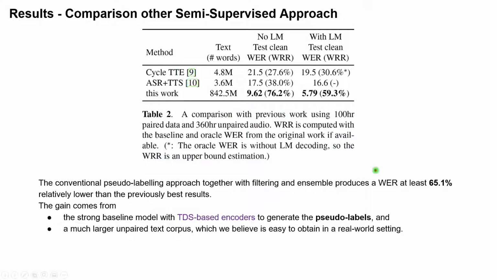Now this is with some of the other semi-supervised approaches which were tried earlier. So these two are the work: this is cycle TTS and then ASR TTS. You see that the conventional pseudo-label approach, actually with filtering and ensemble, produces at least 65% relatively lower error than the previously best results. And we have seen that the gain can be attributed to TTS-based encoders for generating the pseudo labels, and also a much larger unpaired text corpus can be used in this case, which is easy to obtain in a real-world setting.